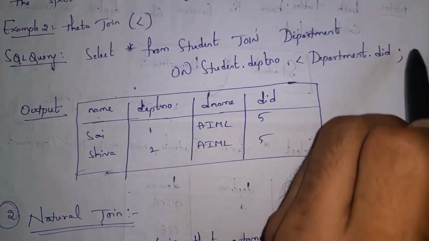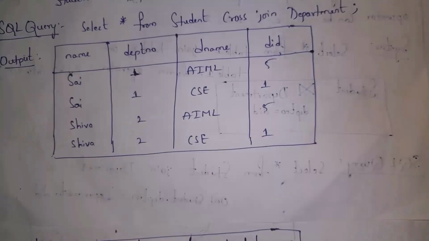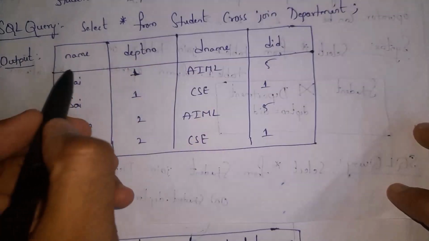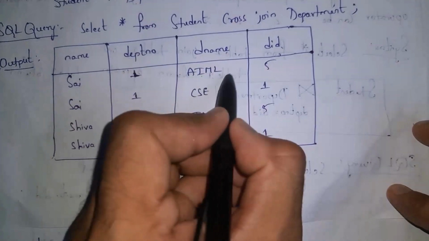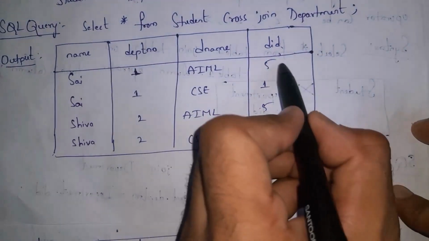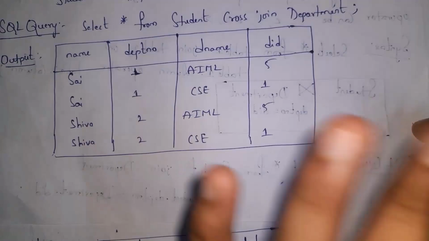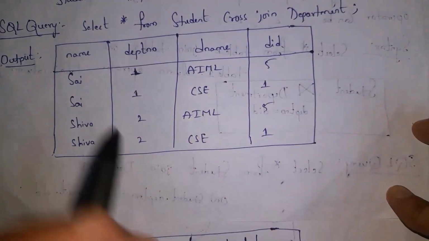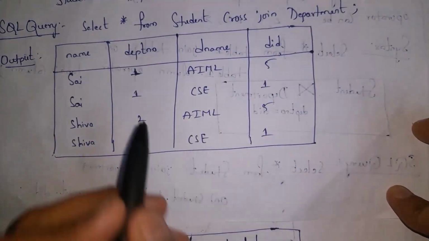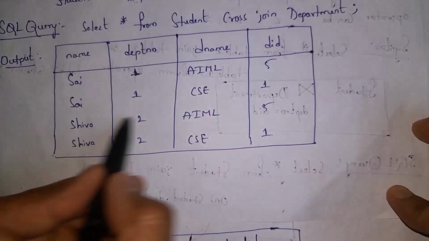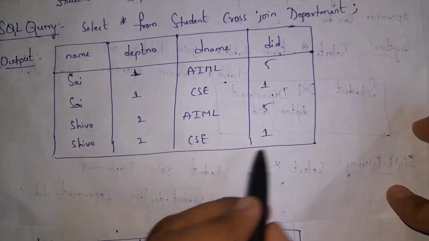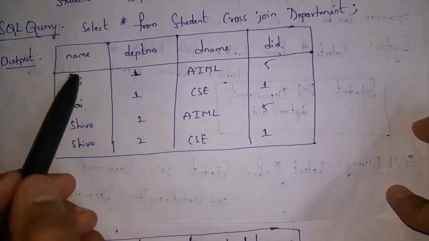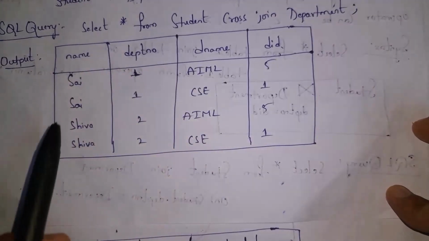At last give a semicolon. Whenever you execute this query, from the Cartesian product table, the department number 1 and DID 5. So less than, department number is less than 5, condition satisfied. So this row will be included, and 1 1 equal, not satisfied because our condition is less than. And here 2 5, condition is satisfied because 2 is less than 5. So this row will be included, and here 2 1, 2 is greater than 1, not less than 1. So this is not satisfied. So I'll get output Sai 1 AML 5 and Shiva 2 AML 5.